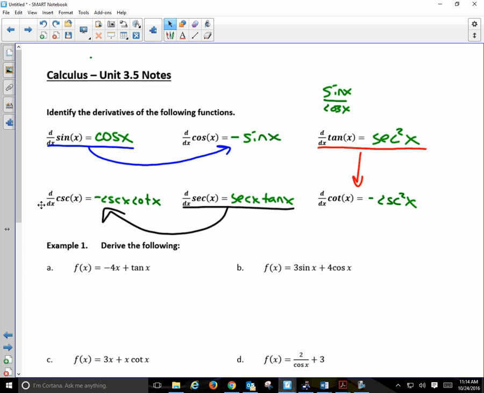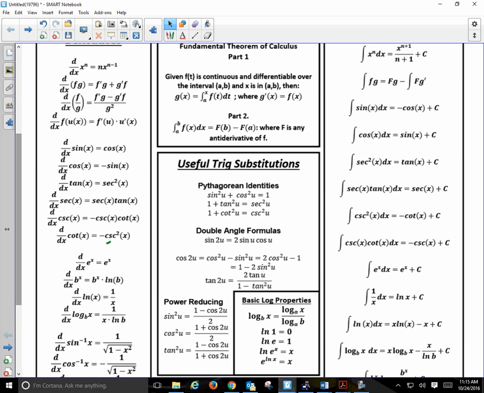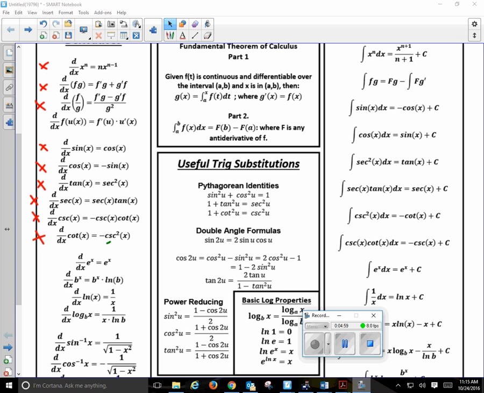I will also say that if you look at your sheets, the derivatives are listed right here, so that if you ever need to reference them, product rule, quotient rule, power rule, and those derivatives. Go get some brain food. We'll pick up when you get back. Try some examples. All right, here we go. So we have this sheet, various calculus notes. You're going to want to have that out each time we get to this part of the class.